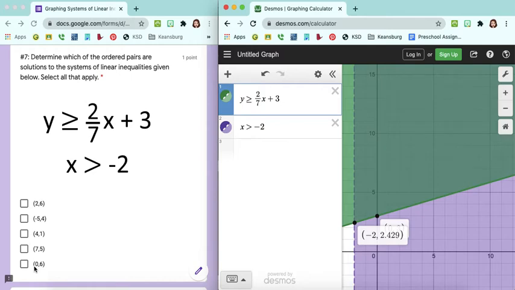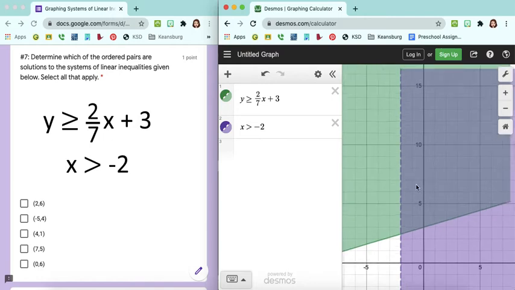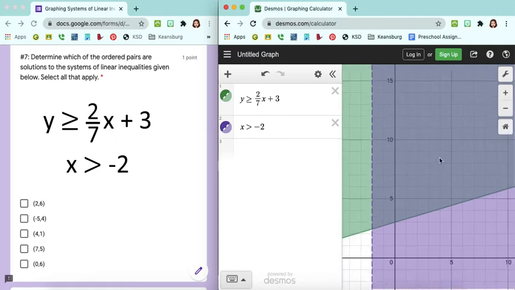So a possible solution for these systems is going to be anything that's in the shaded part that they share. So it can't be a number that's just in the purple because the purple is just for the bottom equation. It can't be a number that's just in the green because the green is just for the top equation. It has to be over here in this darker area that they both share.